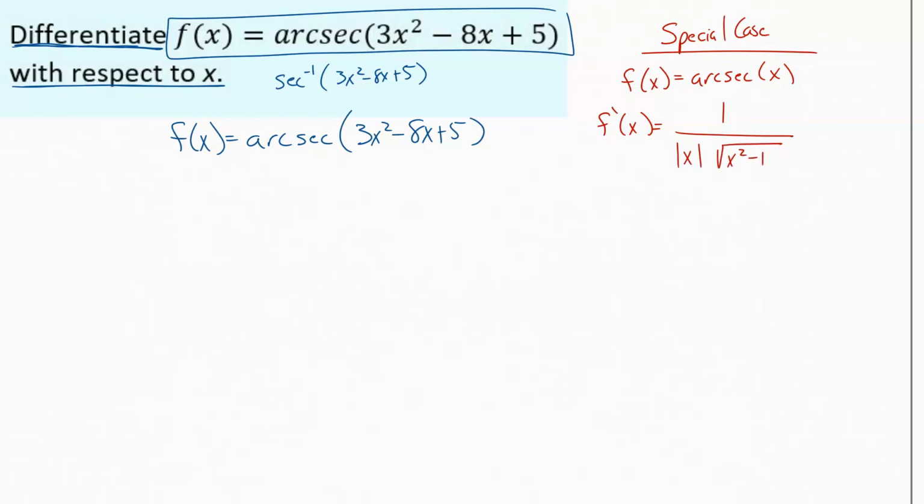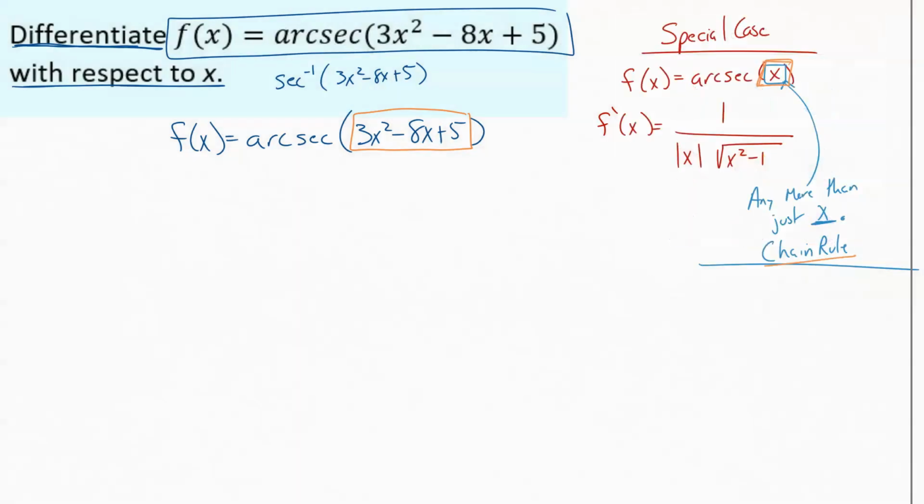The thing about all of these special cases to keep in mind is as soon as somebody replaces that x with anything more than just a basic x inside there, you're going to be looking at a chain rule problem. So the majority of special case problems that you run into are going to end up being chain rule problems because very often you're not just given a basic little x inside there. As we can see on this specific problem, we definitely have something more than just an x inside our arcsecant. So that tells us that we need to apply the chain rule.